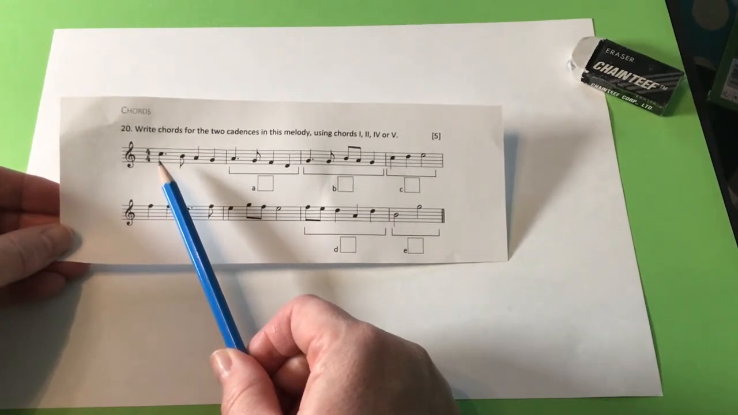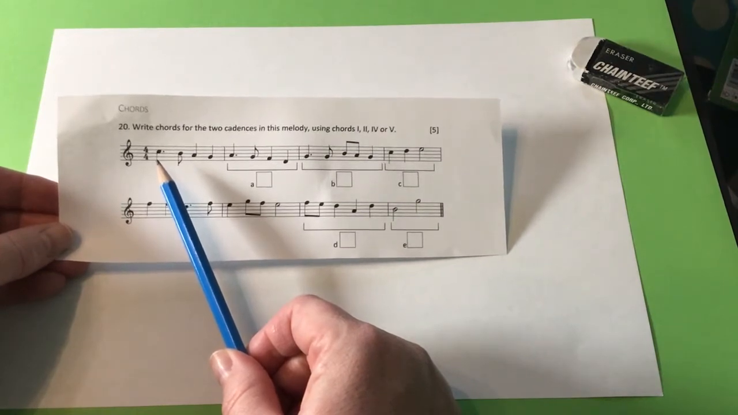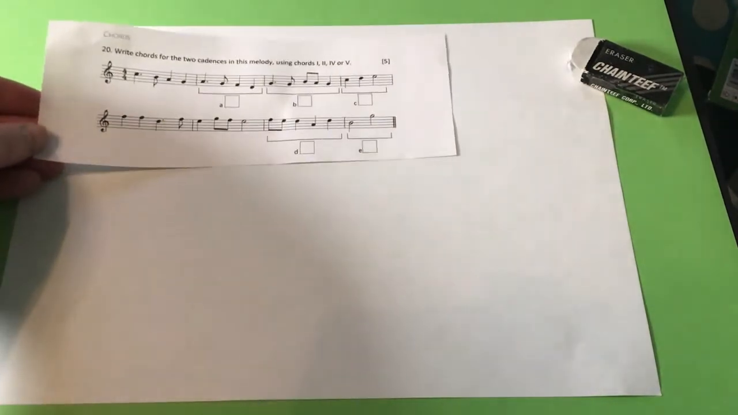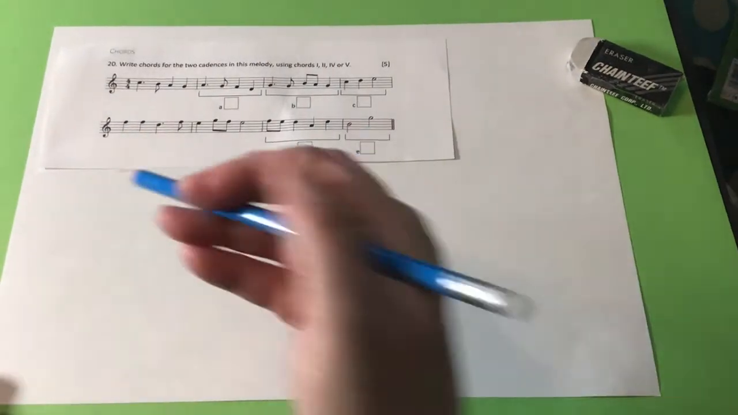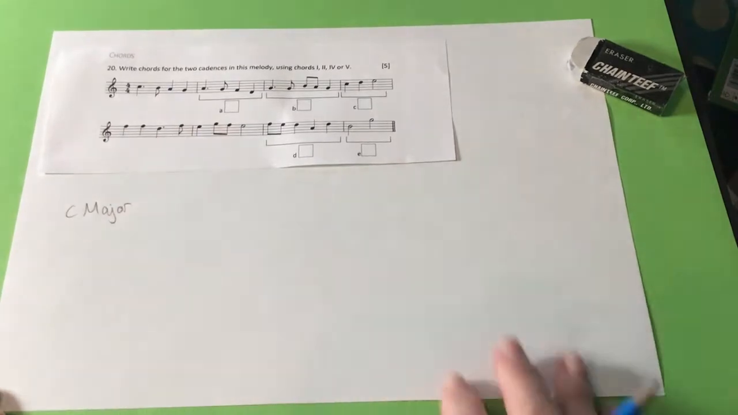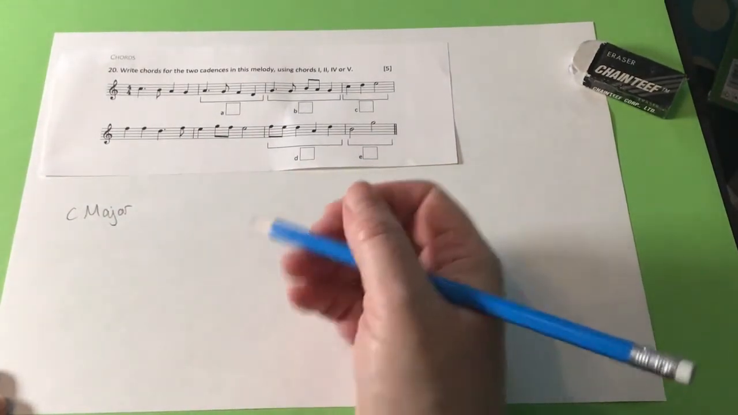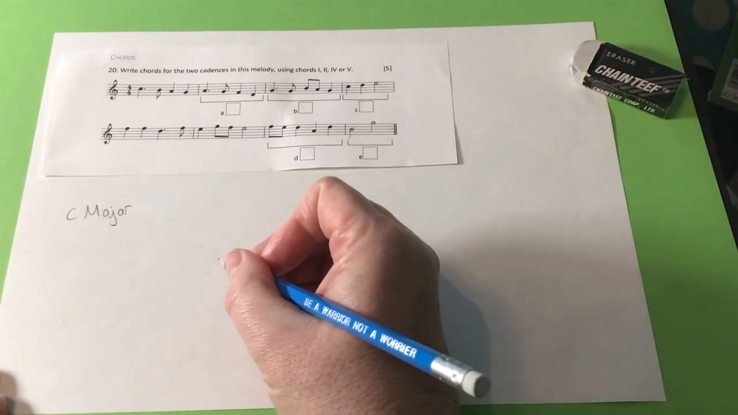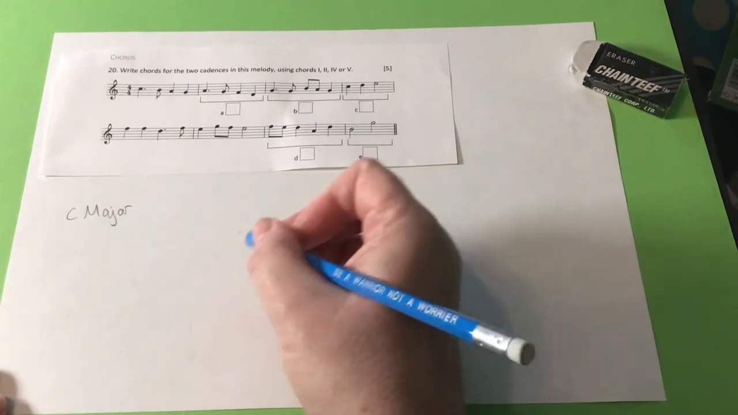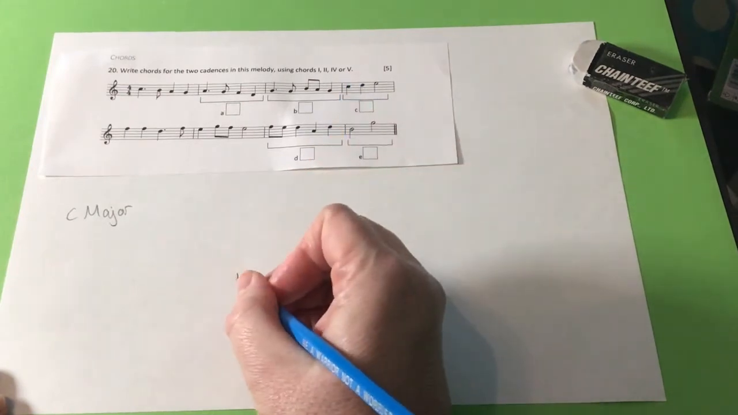So we've established the key, and now what we're going to do is create a chord chart to help us choose the right chords to go for the cadences. So I'm going to write down C major, just to remind myself that my piece is in C major. Now I'm going to create a chord chart. First thing I'm going to do is write the Roman numerals for the chords 1, 2, 4 and 5 across the bottom here.